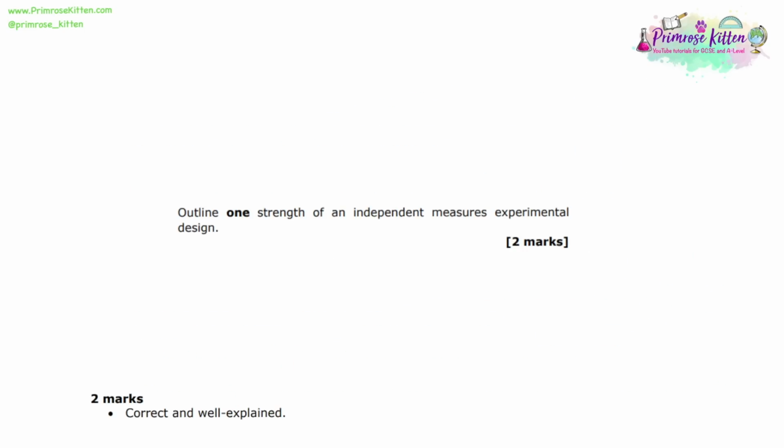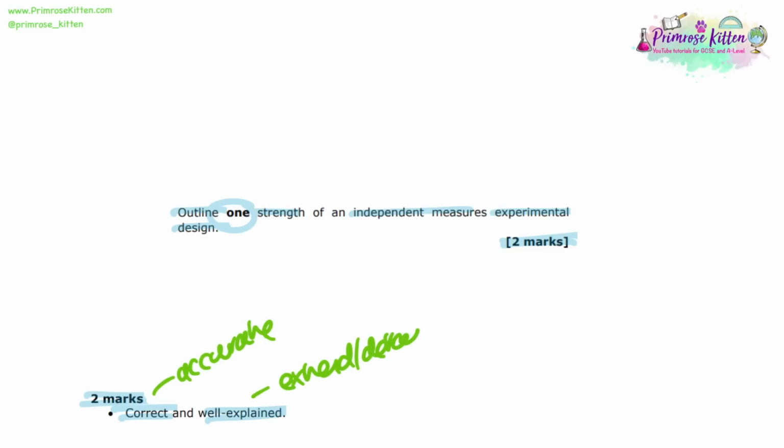Outline 1 strength of an independent measures experimental design. There are 2 marks available for the question. The mark scheme tells us that to gain both of those marks, the answer must be correct and well explained. So the information presented must be accurate and well explained, so extended and detail given. It is just an outline question, so we know that brief statements and a brief expansion will be enough.